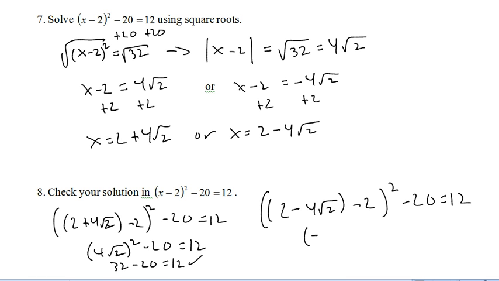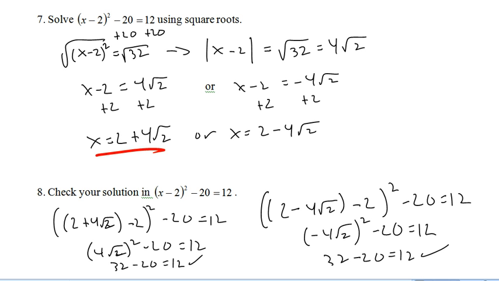And again, this is going to give us negative 4 root 2. Square it, we're going to get 32. And again, that's true. So these are the exact values of two values of x that make the original true. Notice this is pre-calculus 11, so we are not using decimals.